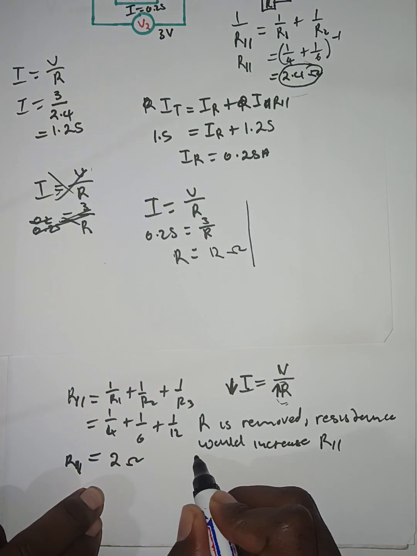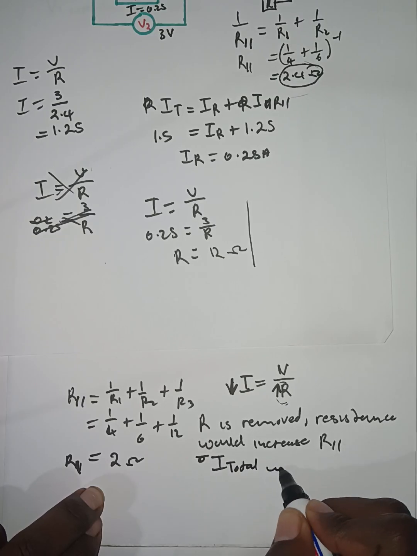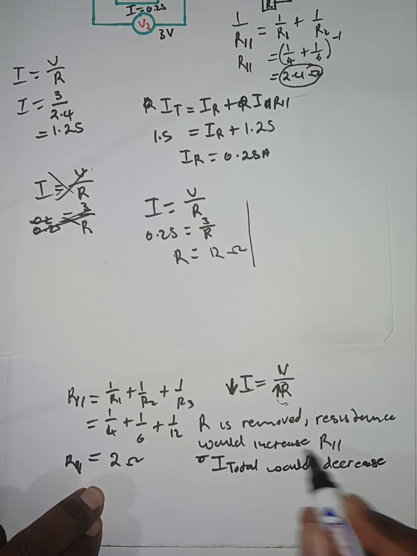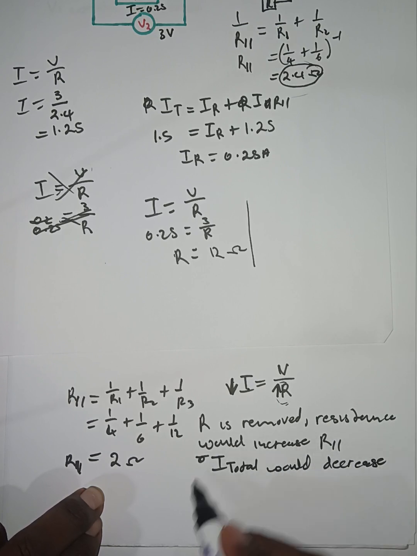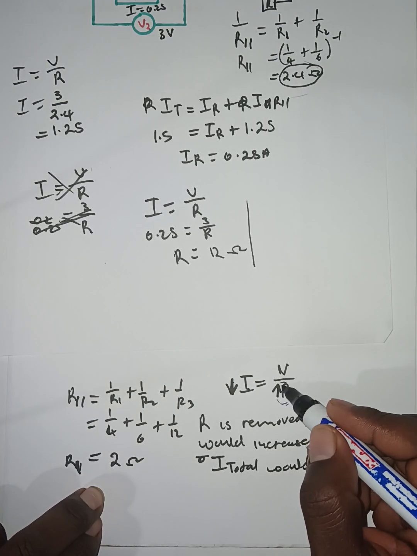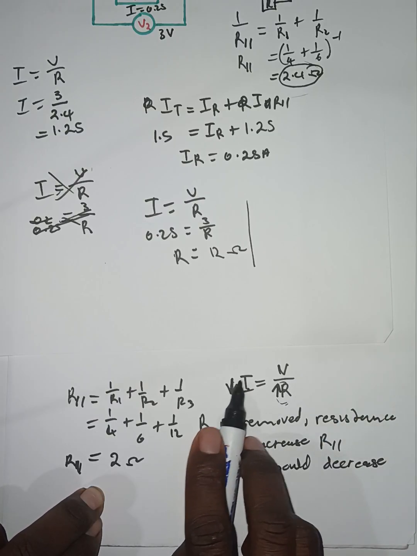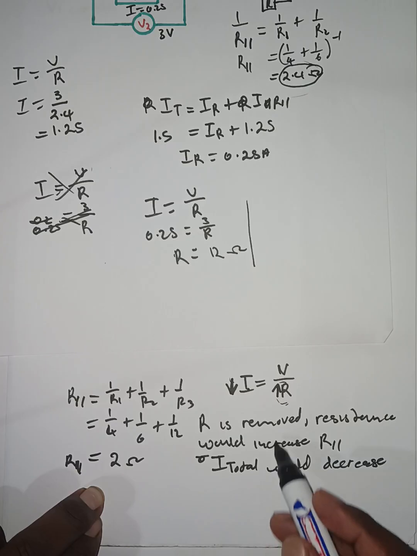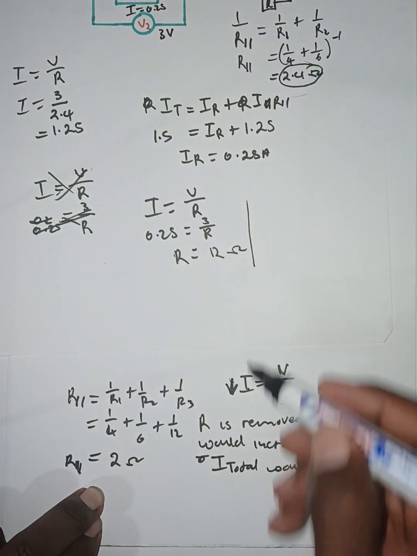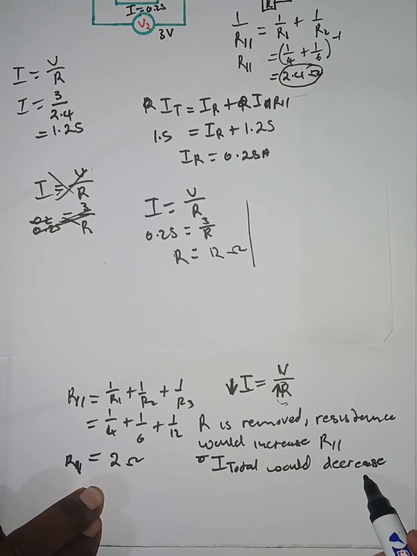So that would mean that my I total would decrease. Why? Because in this case my resistance increases. So an increase in the resistance would cause my current to decrease. In this case if R is removed, the resistance would increase on those branches, but that would cause the total current to also decrease, right?